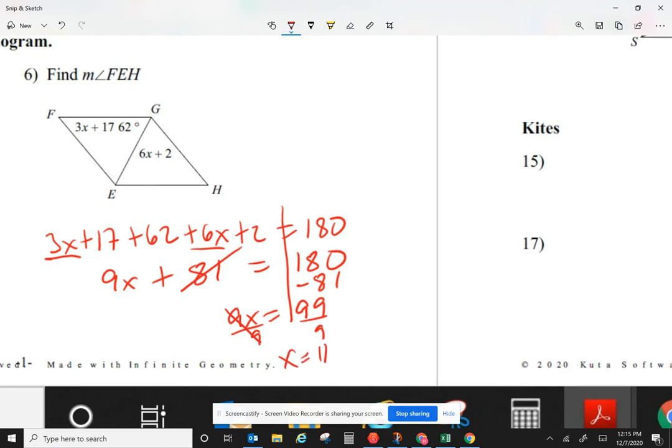Now let's pay attention to the instructions. Find the measurement of angle FEH. FEH is this corner. I'm going to use the value of x. If I had some measurement related to x, I would just plug it in and find out what it gives me. However, for me to solve for this corner, FEH, let me solve for this angle as well. I'm going to use 3x plus 17. I'm looking at 3 times 11 plus 17. I know 3 times 11 is 33 plus 17, that's 50.